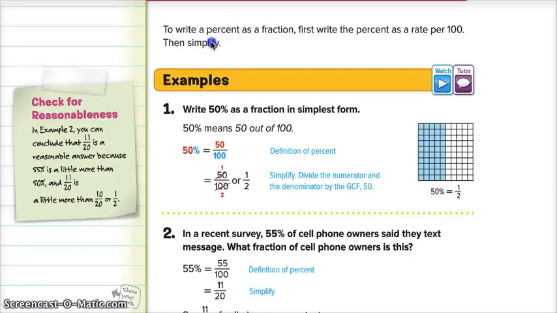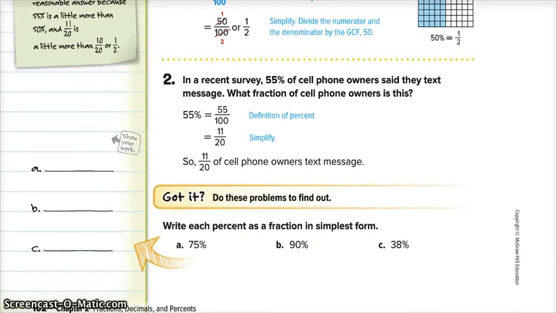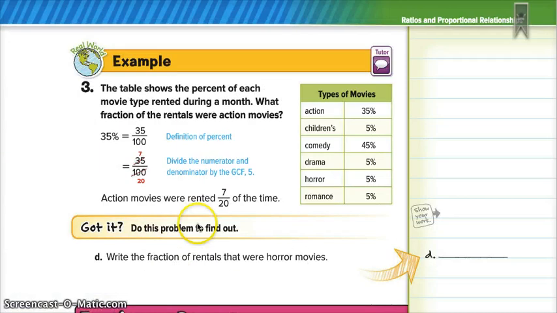Right here is another important piece of information. It says to write a percent as a fraction, first write the percent as a rate per 100 and then simplify. So go ahead and take a few minutes and look over the examples on this page and then fill out the got it section.